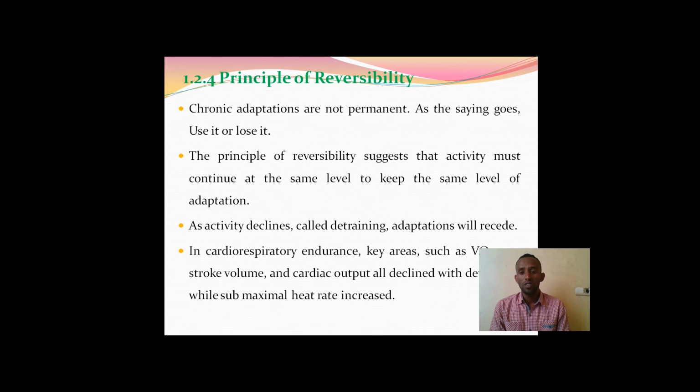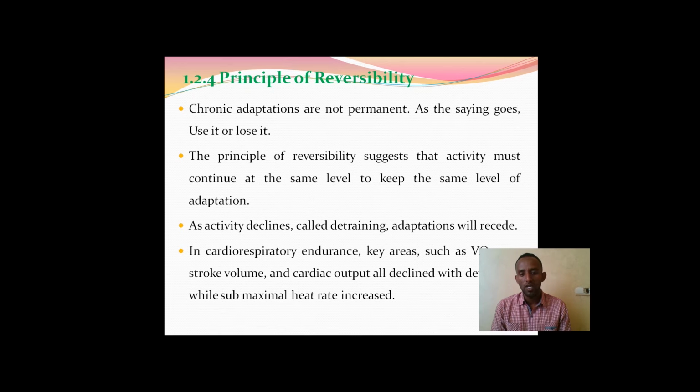But if you stop or minimize the amount of your activity or the exercise stress on your body, the level of fitness will reduce and your capacity will be lost, and again you have to work harder to come back to your initial fitness level. All right, as activity declines, we call it detraining. Adaptation will recede and revert to its initial status.